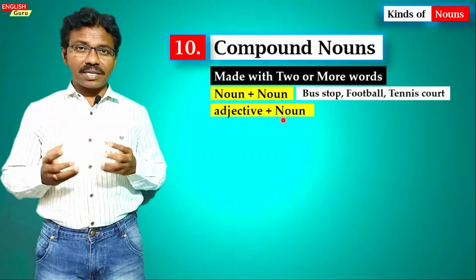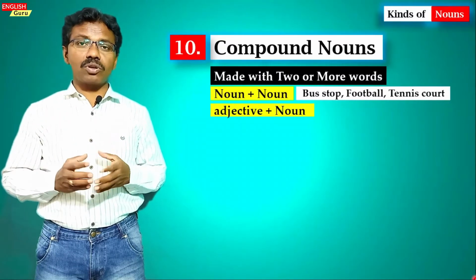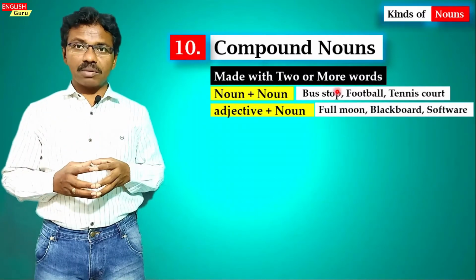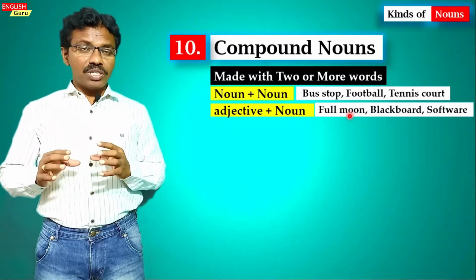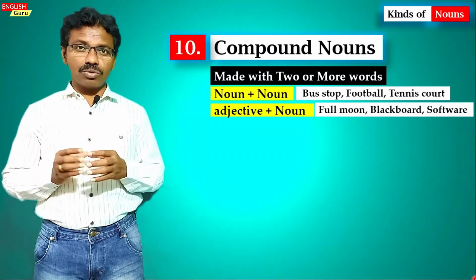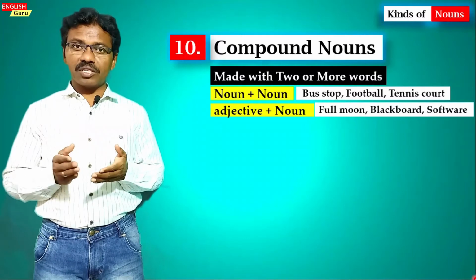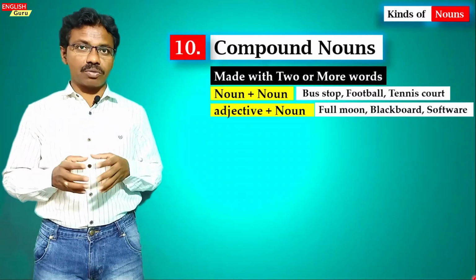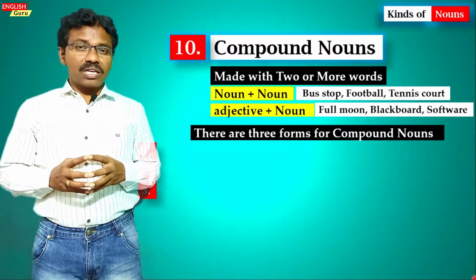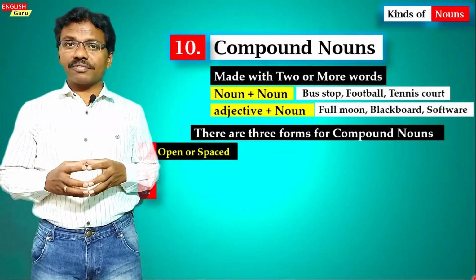Likewise, football, tennis. And there is another combination also, adjective plus noun. For example, full moon. Moon is a noun and full is describing this moon, so it is an adjective. So it is a compound noun. A combination of adjective and noun is a compound noun. Likewise, blackboard, software are also compound nouns. So there are three forms of compound nouns.